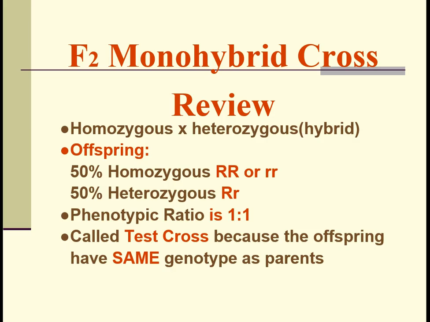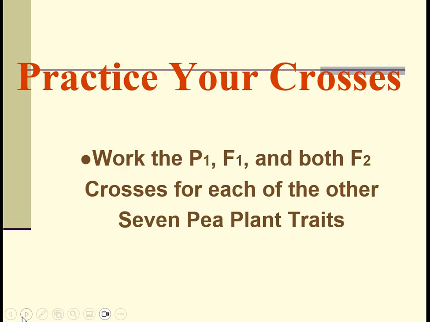F2 monohybrid cross review. Homozygous into heterozygous hybrid. Offspring: 50% homozygous, capital R capital R or small r small r, and 50% heterozygous, capital R small r. Phenotypic ratio is 1 is to 1. It is called a test cross because the offspring have the same genotype as the parents. So practice your process: work the P1, F1 and both F2 processes for each of the other 7 pea plant traits and give me the answers in the comment section. So Mendel's law, we will continue in the next lecture.